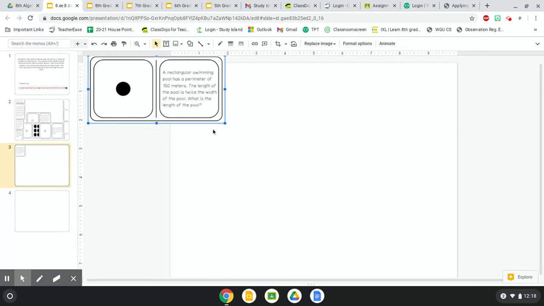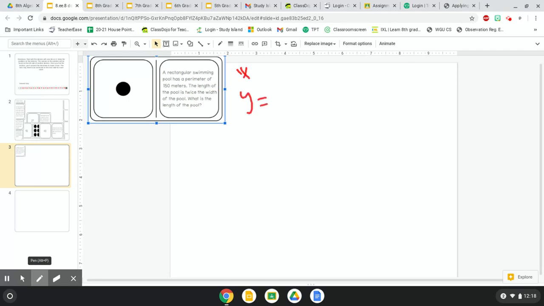All right, so it tells me that I have a rectangular swimming pool with a perimeter of 150 meters. The length of the pool is twice the width of the pool. What is the length of the pool? So after I read it, I know that yesterday, if you remember, the first step was to define your variables. So I'm going to choose X and Y again.